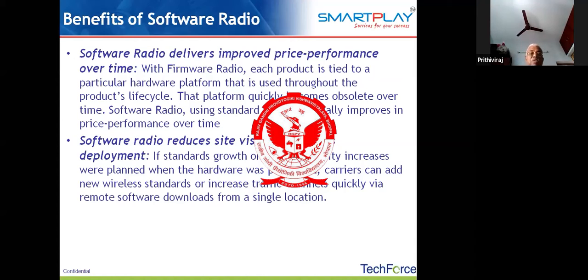So it's very flexible. And also it reduces site visits and speed of deployment. Okay. So it doesn't rely on when that hardware was purchased. So carriers can add new wireless standards, increase traffic channels quickly via remote software downloads from a single location. Next slide.